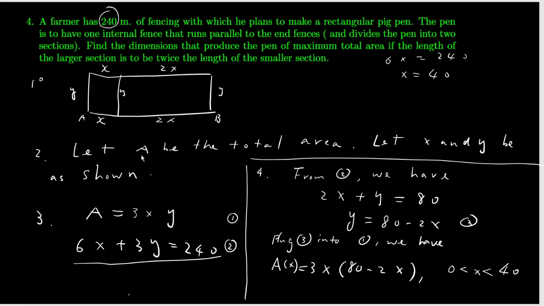Then you identify what A depends on. You could introduce as many variables as needed. In this particular case, the area depends on the length and the width, so you introduce x and y to denote the length and the width, because the area is the length times width. And then in step 3, you get as many relations as possible. A in terms of the length and the width is 3x times y. Do not forget you have a condition of 240 meters of fencing and so on.